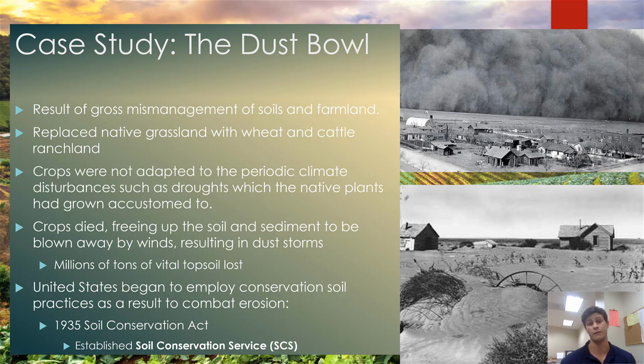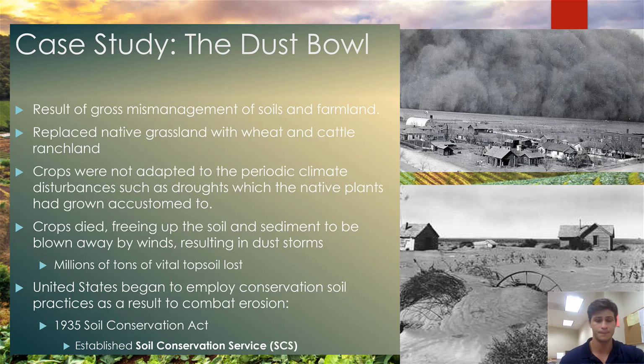As a direct result of the Dust Bowl, the United States began to employ conservation soil practices as a way to combat erosion. In fact, in 1935, the Soil Conservation Act was passed, which started the Soil Conservation Service. Now, you really need to understand the consequences associated with the Dust Bowl, as well as the Soil Conservation Act and the Soil Conservation Service. Basically, this is a service that manages soil and works on maintaining soil integrity so that we don't experience anything like this again.